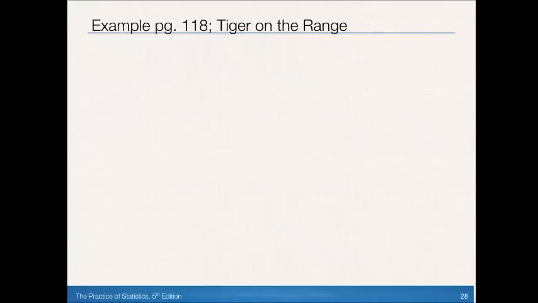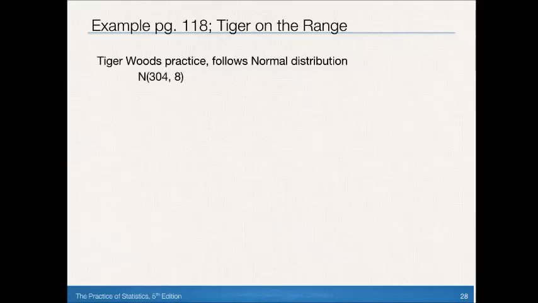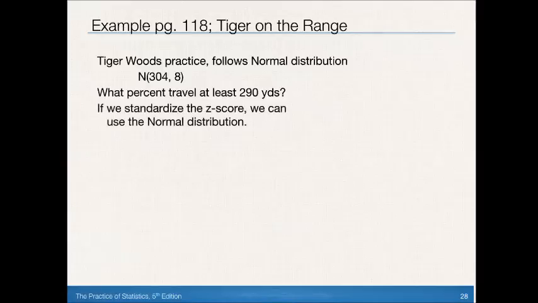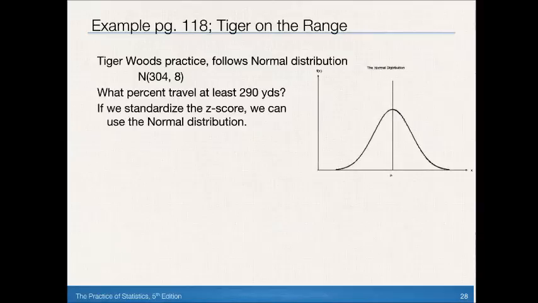Okay, so let's try an example problem. On page 118, it is called Tiger on the Range. This has to do with Tiger Woods, who practices, and the balls he hits on the driving range follow a normal distribution. The mean of his drives is 304 yards and a standard deviation of 8 for a particular club. The question is, what percent travel at least 290 yards? Okay, so to do this, we're going to standardize the z-score so that we can use the normal distribution. So we start out with a drawing. You should form this habit, and you sketch this out.